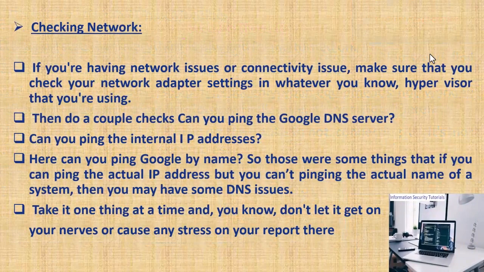You have to check the network adapter settings in the hypervisor and change it to NAT, for example, which may solve your problem. Then you double check and ping Google DNS to check that the problem is not with your DNS server, which maps the IP address to domain name and vice versa. So if you can't, for example, ping Google by name, this means that it is a problem with the DNS server. If you can't ping Google at all, with either the IP address or the name, this means that it is a problem with the DHCP server.